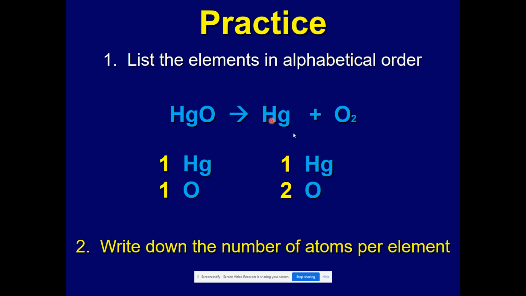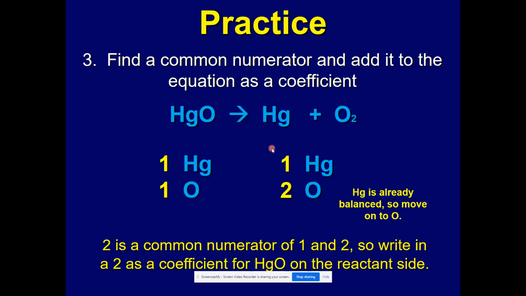On the product side, there's just 1 mercury and there's 2 oxygen atoms. Okay. The third thing that we're going to do, we're going to make sure they're all equal. So the mercury is already equal. We're going to try to ignore the mercury. All right, so we're on the oxygen. There's 1 oxygen here and there's 2 here. So obviously, we can just multiply that by 2.